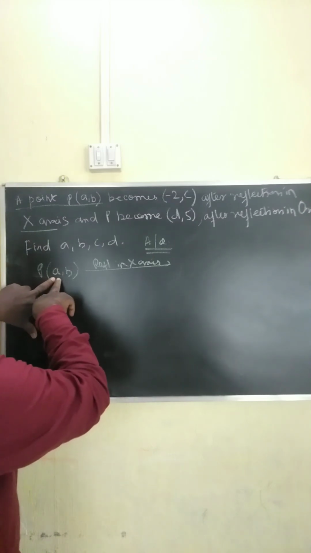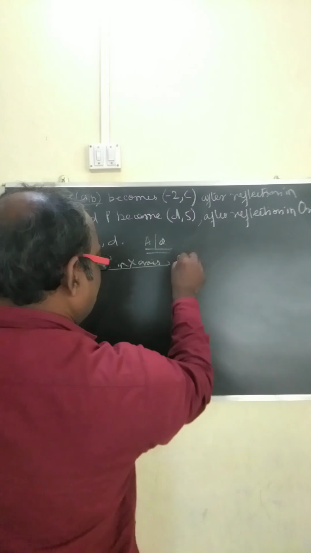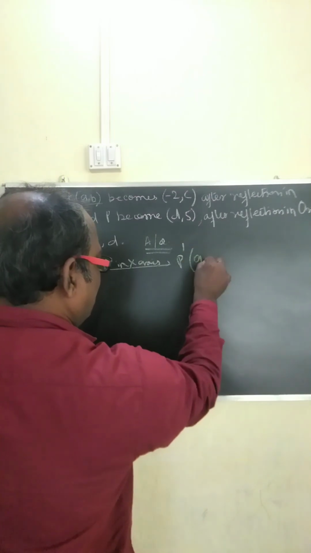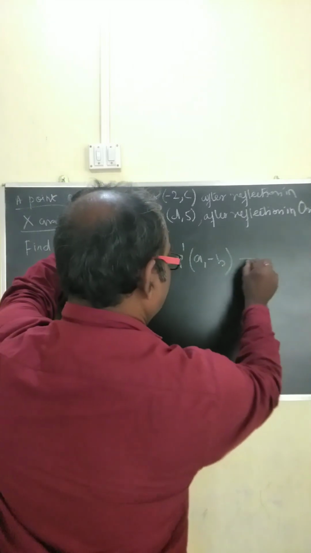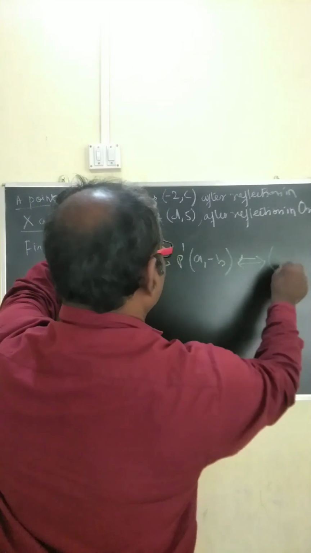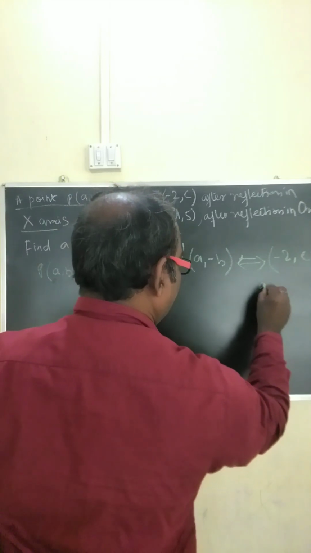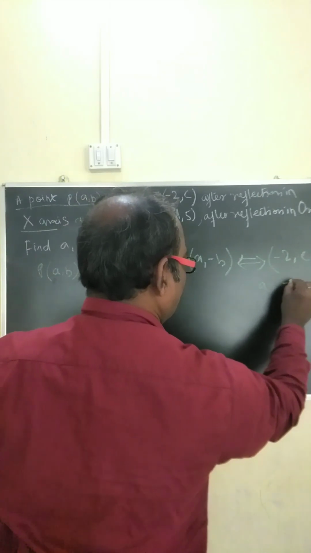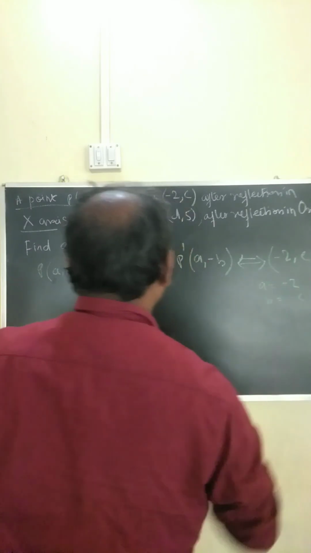The value of a remains constant, the value of b will change. So suppose it is P dash, it becomes (a, -b). But according to the question, it is given as (-2, c). So from here we can get that a equals -2 and b equals -c.